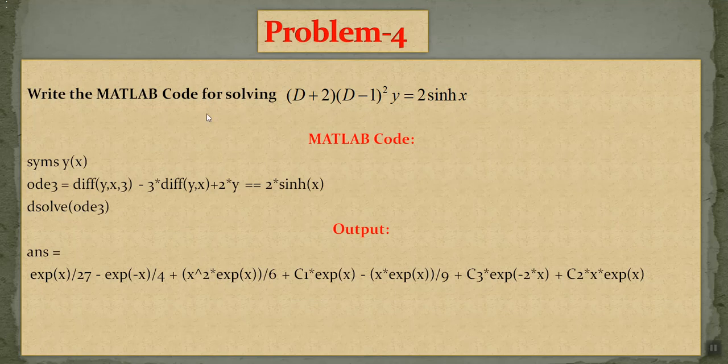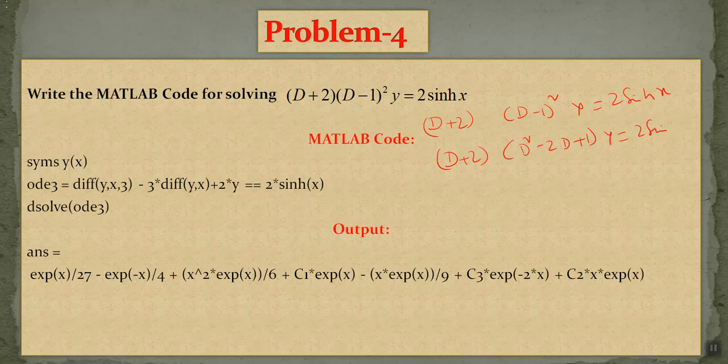Now this is also same procedure. I think no need to run the program in our software. Just I will show you here how to write the code. Now first multiply all these things. So this is d plus 2 into d minus 1 whole square of y equals to 2 sin hx. So multiply d plus 2 into d square minus 2d plus 1 into y equals to 2 sin hx.